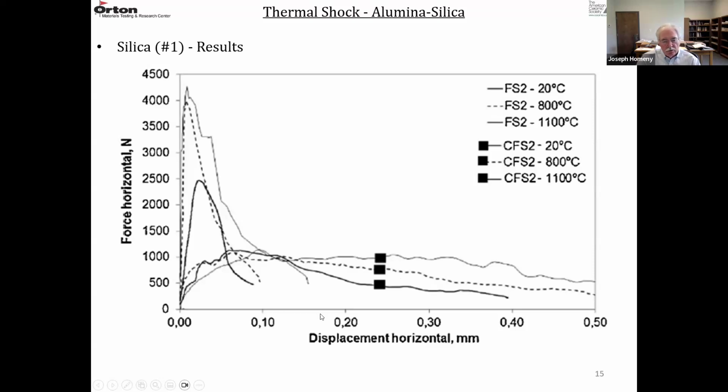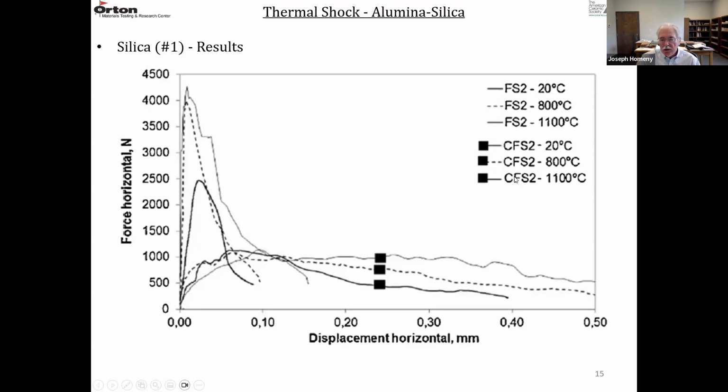The same plot, load displacement curve. We have the fused silica brick number 2 at these three temperatures, 20, 800, and 1100. So they're right here. So actually this is 20, this is 800, and then this is 1000. So they're also fairly brittle, pretty linear to failure, and then somewhat of a gradual decrease.